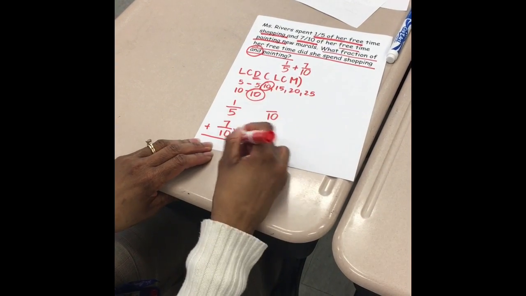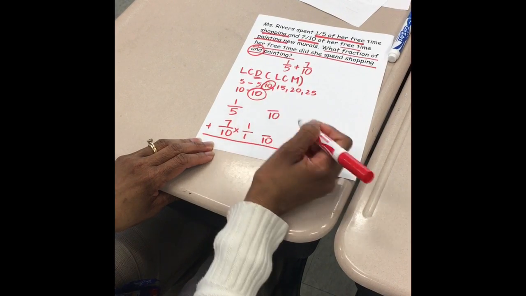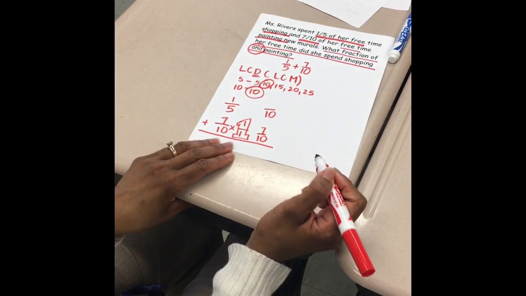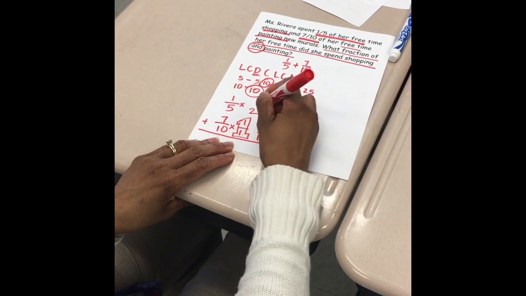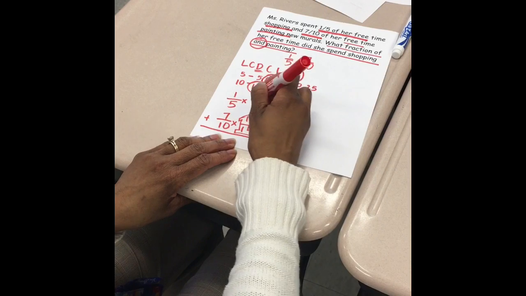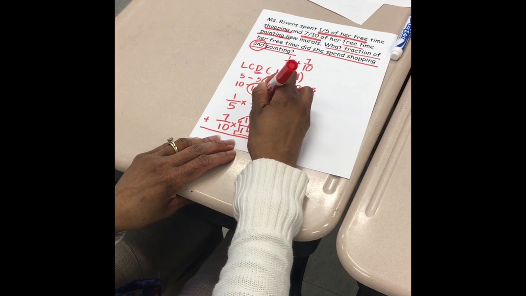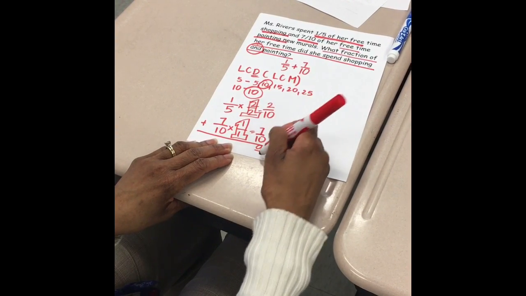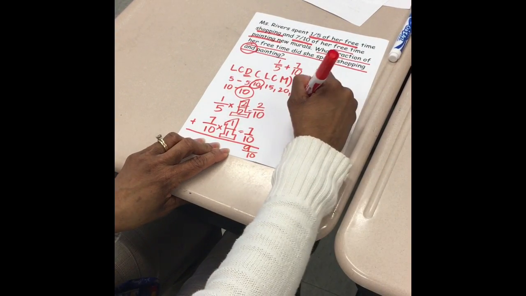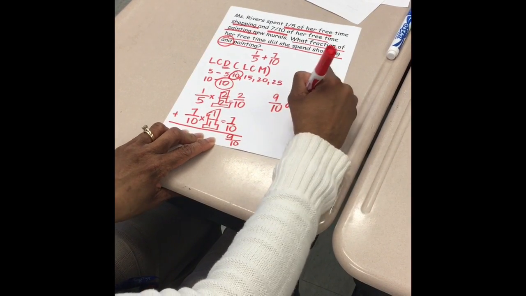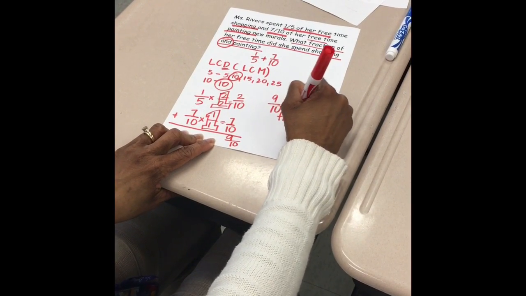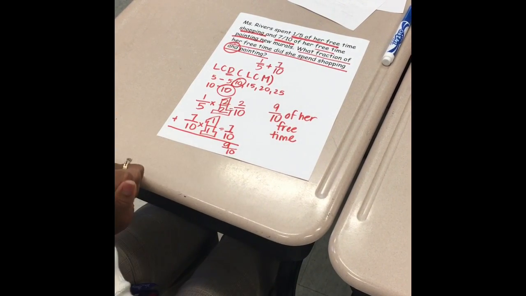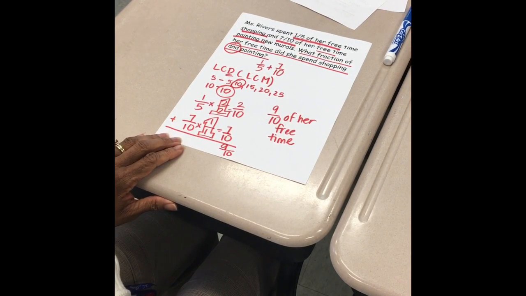Look at this. 10 times 1 is 10. Well, I know I just multiply the numerator by 1. 7 times 1 is 7. And 5 times 2 equals 10. So 1 times 2 is 2. 2 plus 7 is 9. Our denominator doesn't change. So Miss Rivers spent 9/10 of her free time shopping and painting. Fun. Make sure your paper looks like mine.